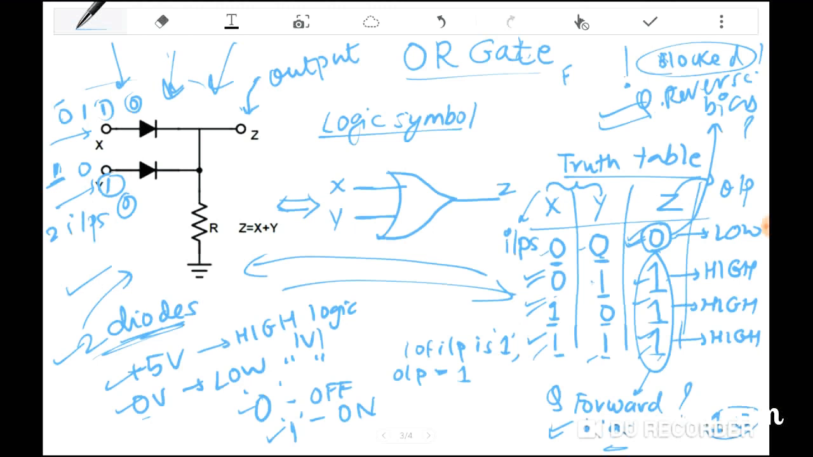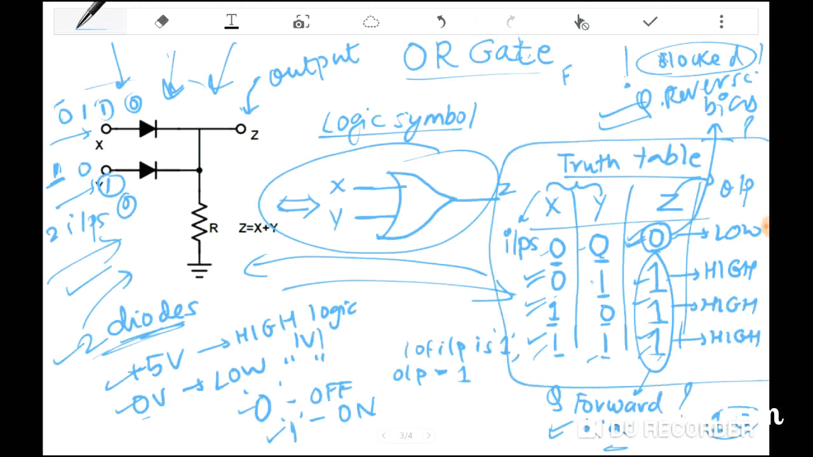Alright, let's summarize it again. This is the logical symbol of how you represent a logic gate, that is the OR gate. This is the circuit diagram of the OR gate. This is the truth table of your OR gate. Let's start from the first condition. If one of your inputs is 1 and the other one is 0, the output will always tend to be 1, that is high. If one of your inputs again is 1 and the other is 0, the output will again be high.